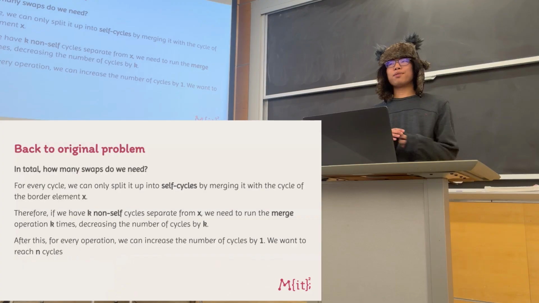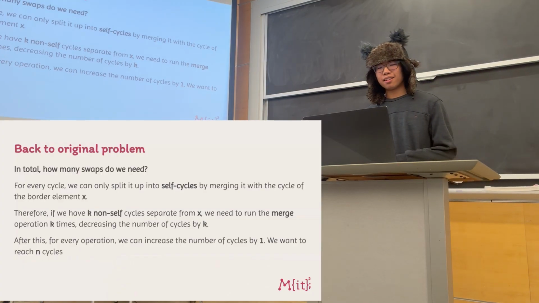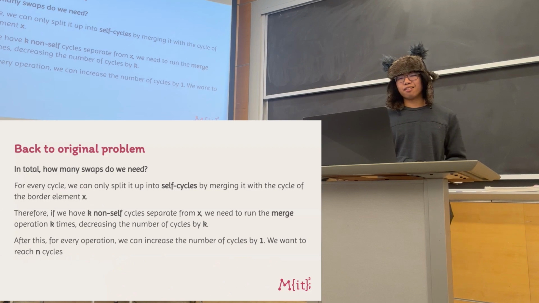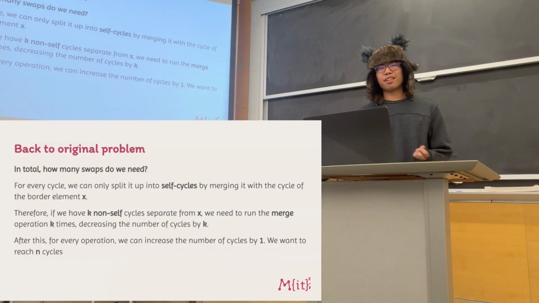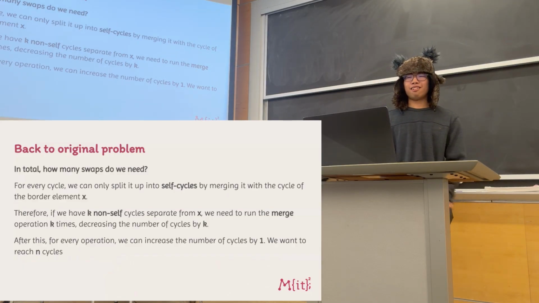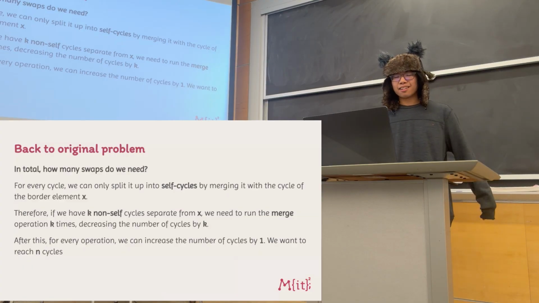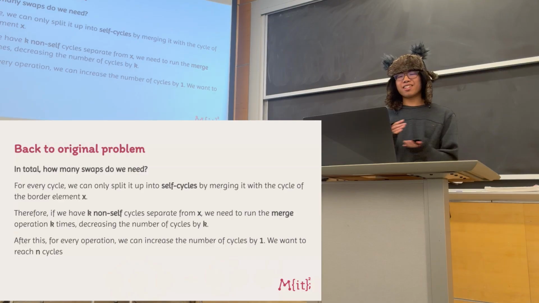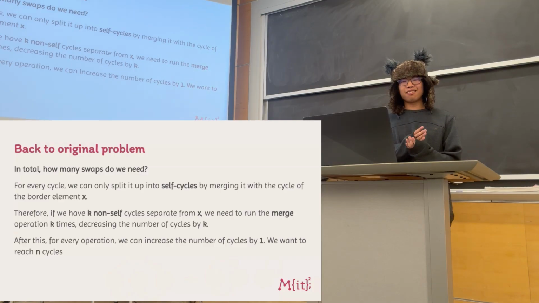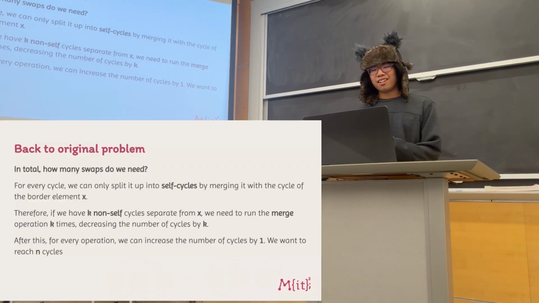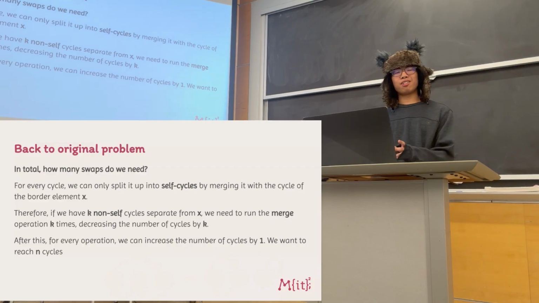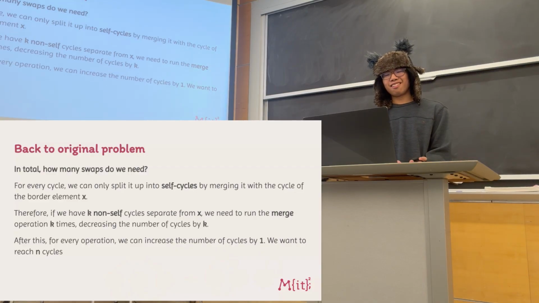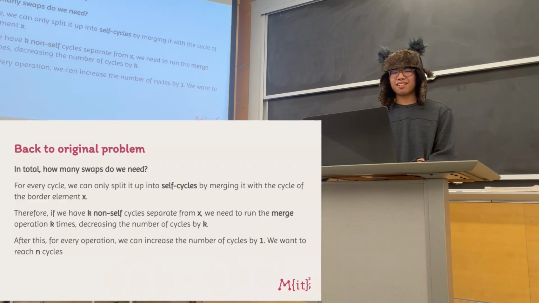And so how many swaps do we need if we keep doing this? Well, for every cycle, we can only split it up into self cycles by merging it with the border element, because the border element is the only element that can be swapped with some element in the cycle. So if we have k cycles that aren't self cycles and we want to split up these cycles, we must run the merge operation at least k times, because we need to merge them with the border element in order to do something to their cycles.